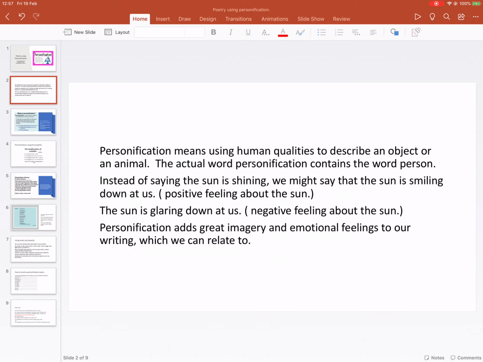Well, we could turn it round and say the sun is glaring down at us, and that's quite a negative feeling about the sun. It wouldn't be happy if it was glaring at us. So personification adds great imagery and emotional feelings to our writing, which we can relate to because we all use these words every day ourselves.